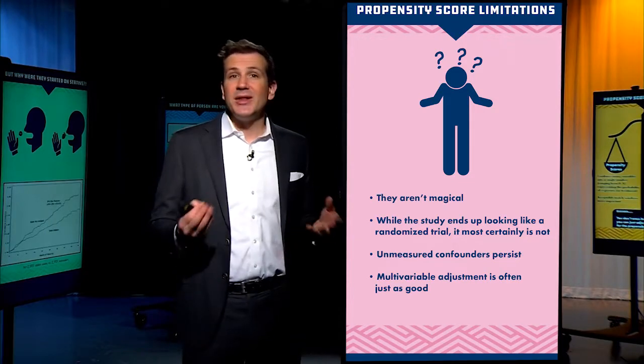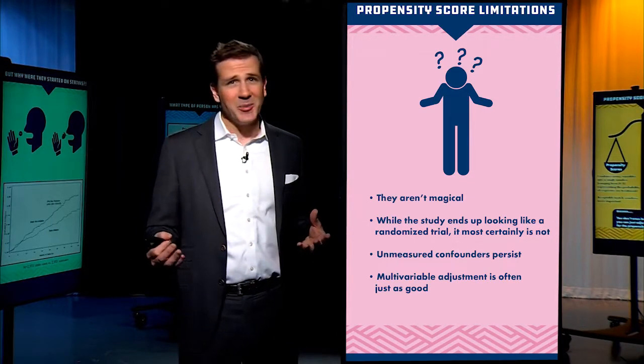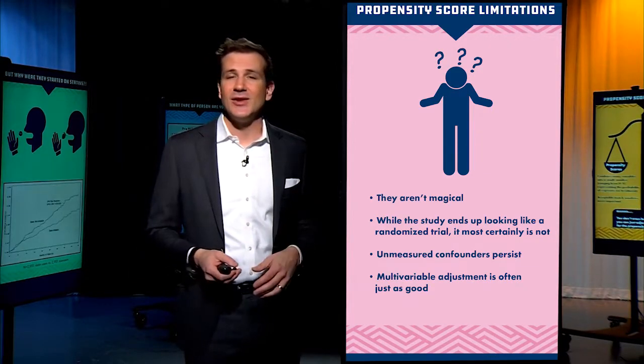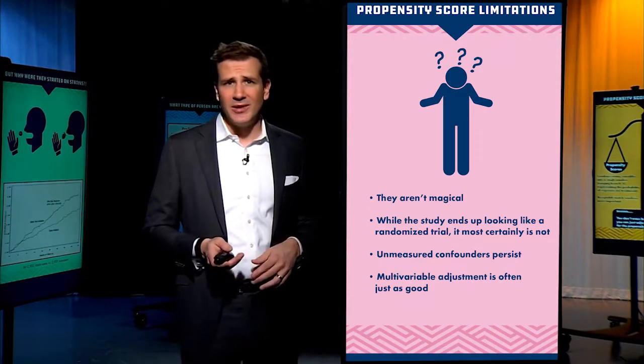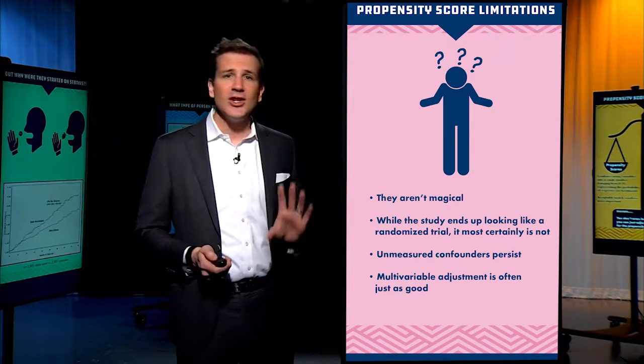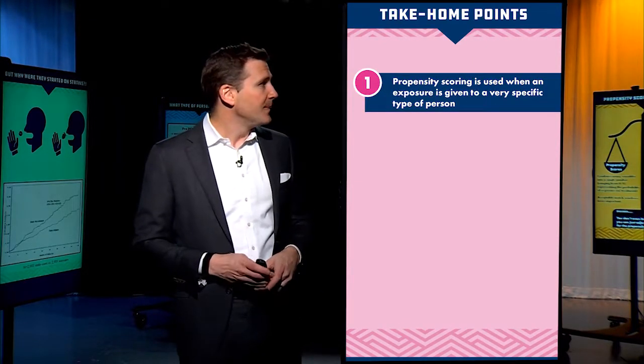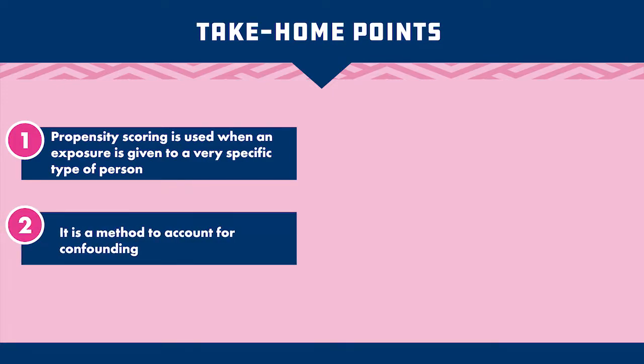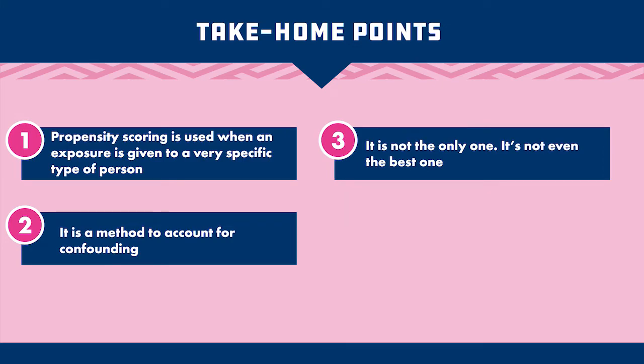The other thing to know is that multivariable adjustment often works just as well as propensity score matching. I've said this a number of times. Most of the statistical simulations suggest that you're going to do just fine with multivariable adjustment. You don't often need to go down these more complex routes. So the take-home point: propensity scoring is used when an exposure is given to a very specific type of person, and you want to compare it to similar types of people who didn't get the exposure. It's a method to account for confounding, like many of the others we've discussed, but it's not the only one, and it might not even be the best one.